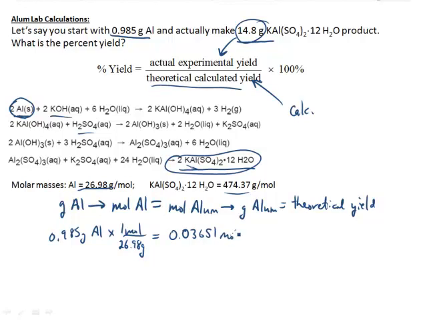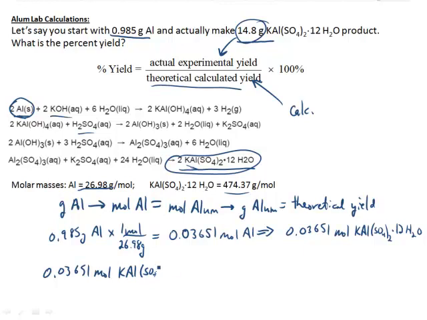0.03651 moles of aluminum, which means that you have 0.03651 moles of alum, which is KAl(SO4)2·12H2O. And then you take that and convert that to grams of alum. So 0.03651 moles of potassium aluminum sulfate 12H2O.